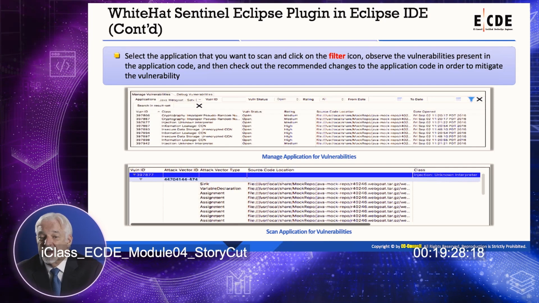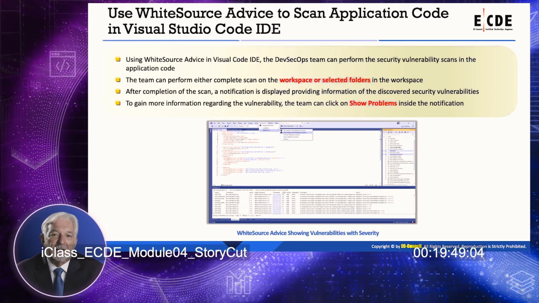Select the application that you want scanned and click on the filter icon. Observe the vulnerabilities present in the application code, and then you can check out the recommended changes to the application code in order to mitigate the vulnerability. So there you see Manage Application for Vulnerabilities, and down is Scan Application for Vulnerabilities. You can use the White Source Advice to scan application code in the Visual Studio Code IDE as well.